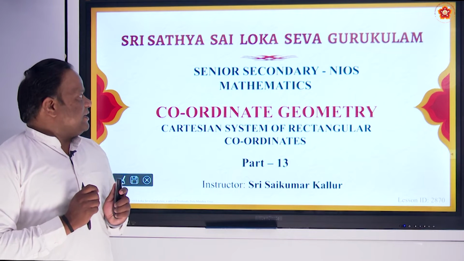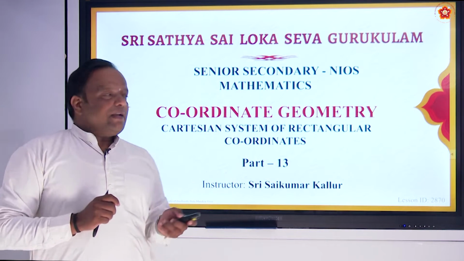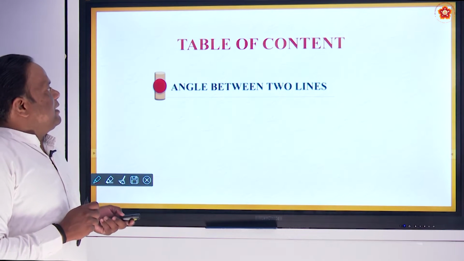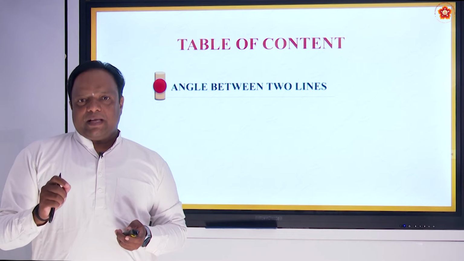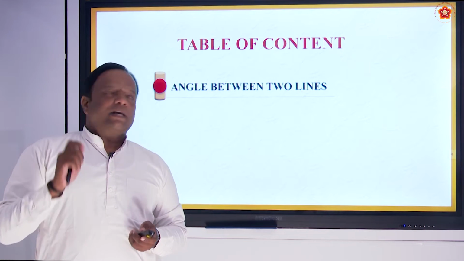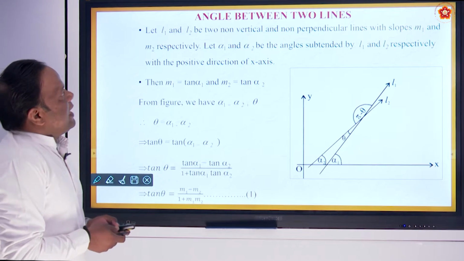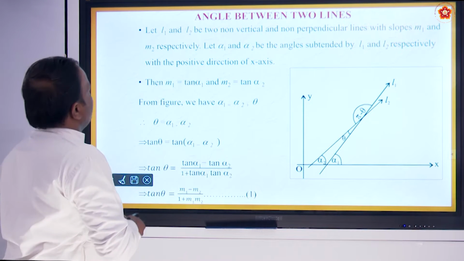In this session, we continue coordinate geometry. In coordinate geometry, a very important formula is the angle between two lines. How can we find the angle between two lines when their slopes are given? So observe here, angle between two lines.